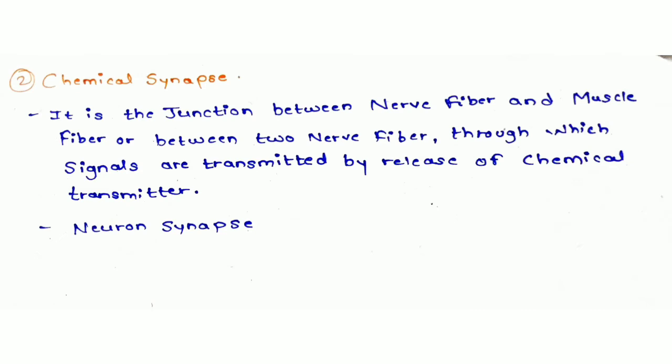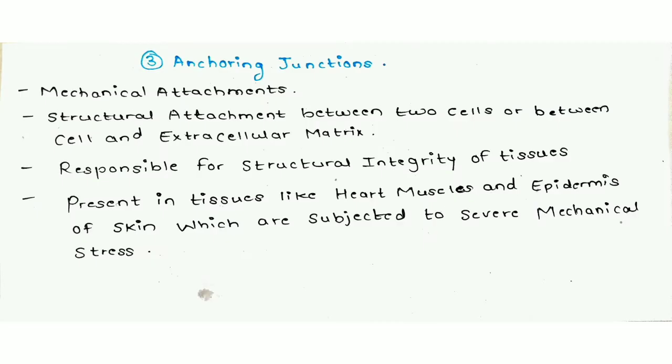Through this junction, signals are transmitted by the release of chemical transmitters. Example, neuron synapses. Moving on, let's study the last type of cell junction, that is the anchoring junctions.